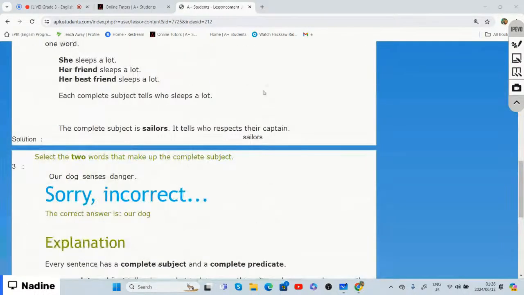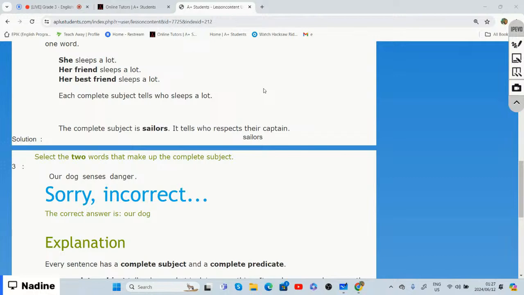All right, the last one. It says select two words that make up the complete subject. We need to select two words that make up the complete subject. It says our dog senses danger. Our dog senses danger.